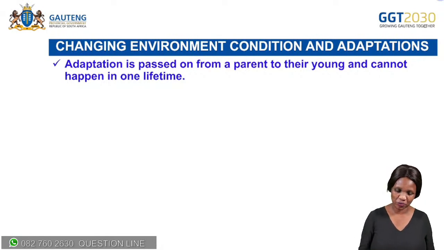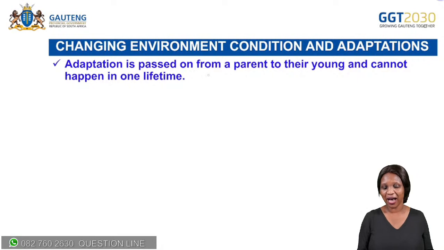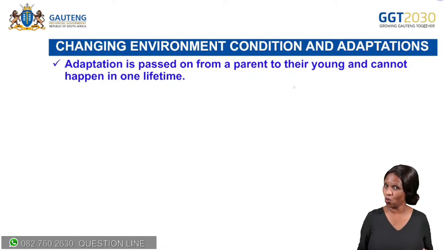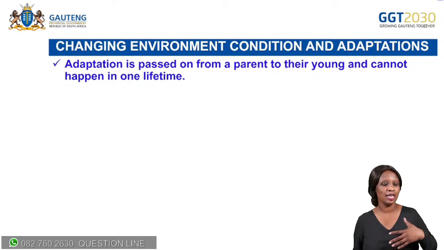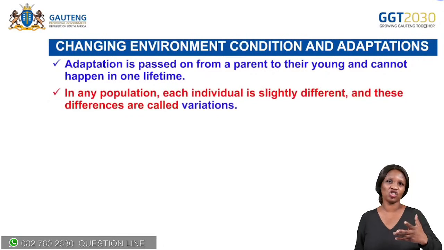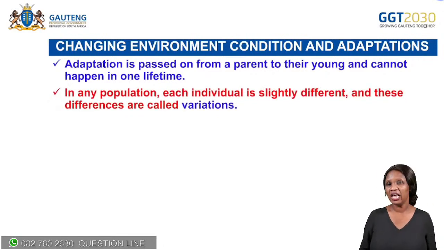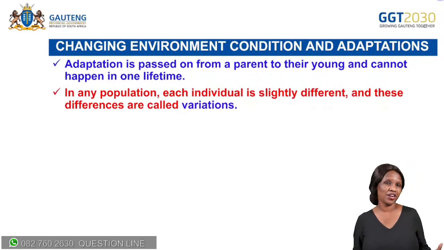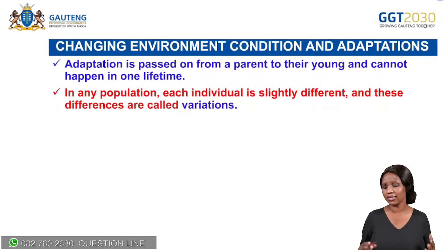Let's check the first point. Adaptation is passed on from parent to their young and cannot happen in one lifetime. That's why we are saying it can happen over time. It can be generation to generation. And then in any population, each individual is slightly different. That is what? Variation. All right. There are differences. Okay. That is variations.